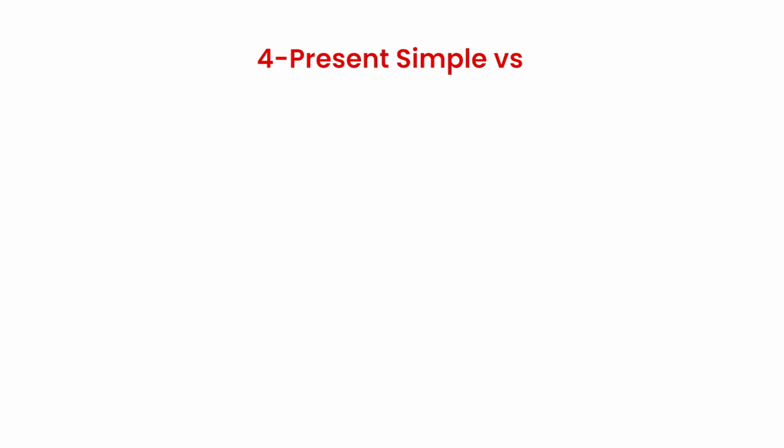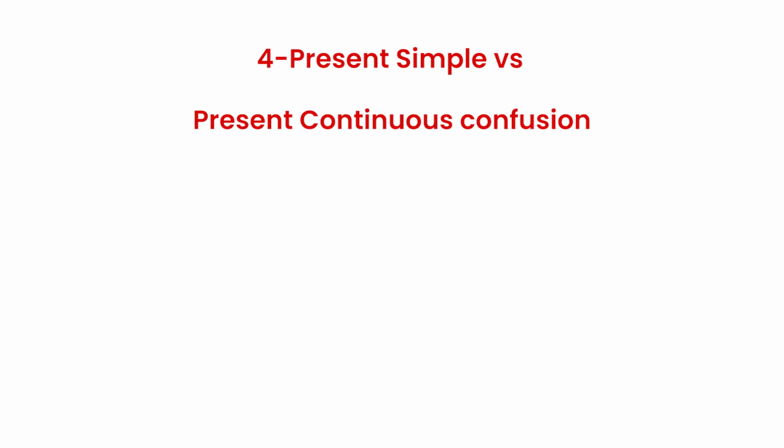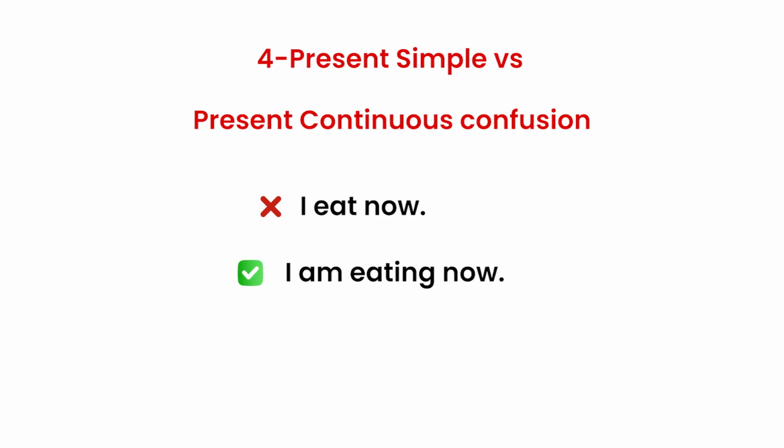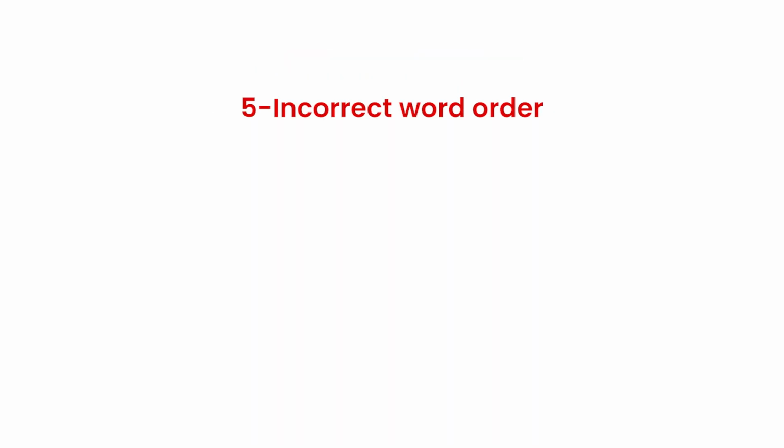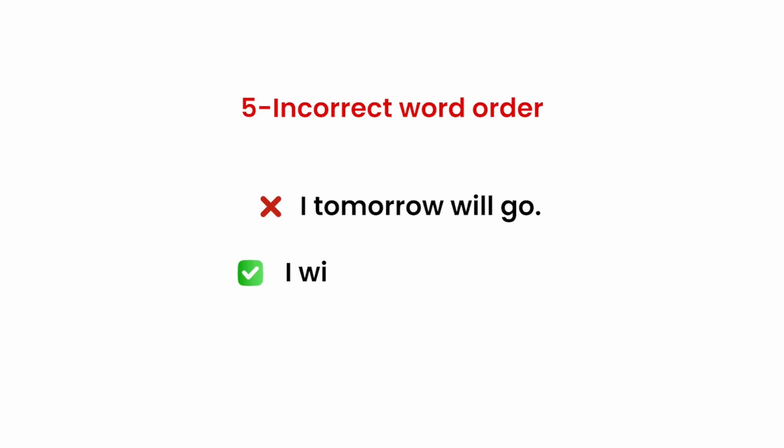Number 4. Present simple versus present continuous confusion. I eat now. I am eating now. Number 5. Incorrect word order. I tomorrow will go. I will go tomorrow.